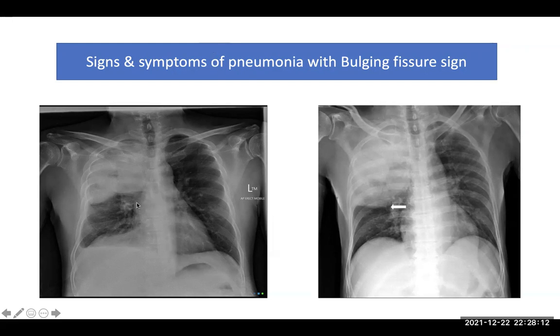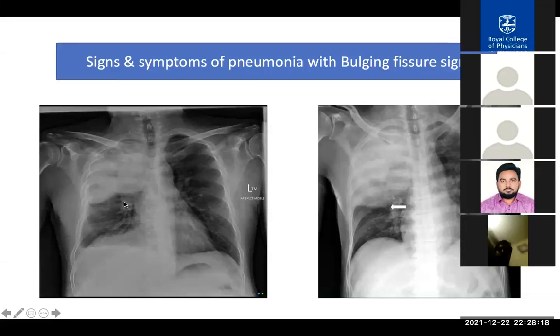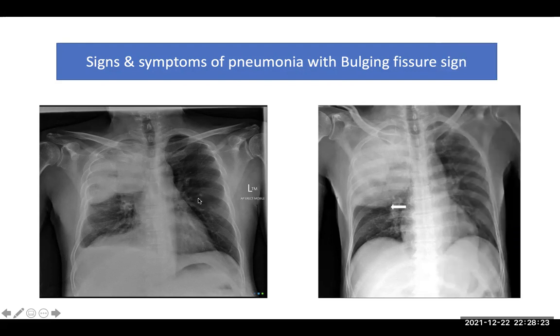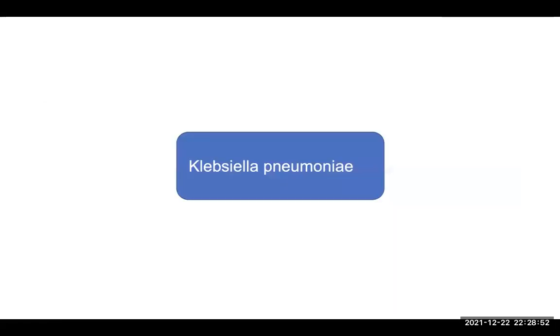Okay, no problem. When we find this kind of X-ray, we have to take some history from the patient, whether the patient is alcoholic or not, or has any immunosuppressive conditions like diabetes mellitus, or is taking any immunosuppressive drugs. If this history is positive, then the bulging fissure sign is very indicative of Klebsiella pneumoniae. So the moral of the topic is that we can suspect the organism from the chest X-ray very easily. You just have to know, and correlate it with the clinical history.